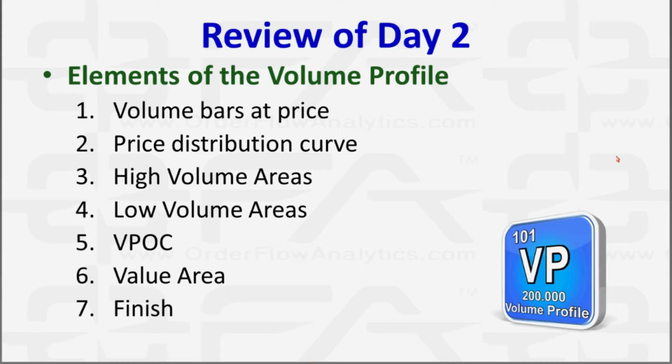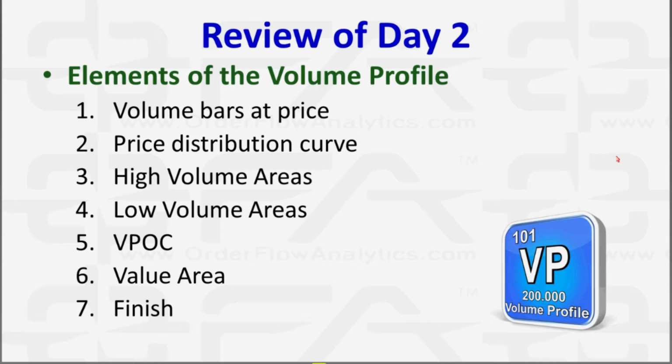There are 7 elements of every volume profile. It absolutely doesn't matter where you draw the volume profile, or what instrument you draw it on. All of these 7 elements will be a part of that volume profile, which is volume bars at price, price distribution curve, high volume and low volume areas, volume point of control, value area, and the finish on either or both sides of the top and bottom of the auction for any specific point in time.